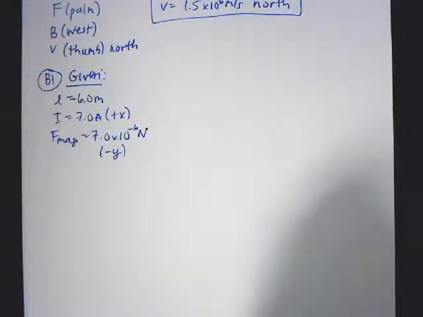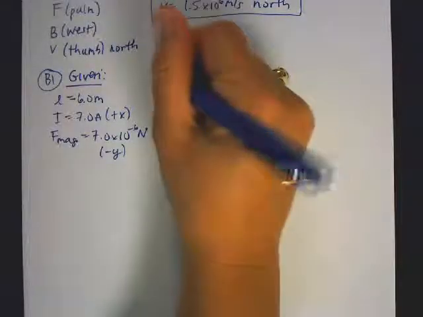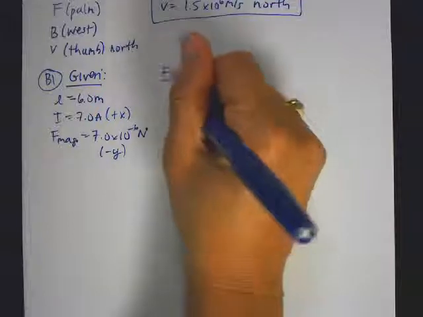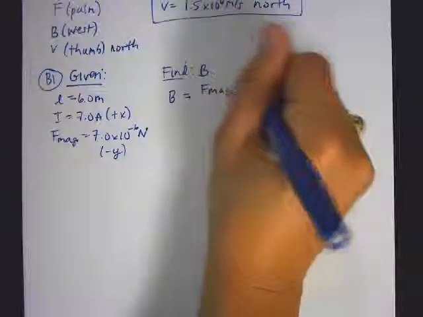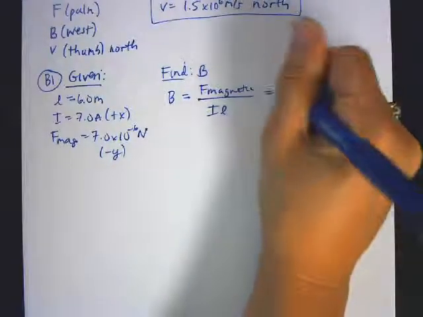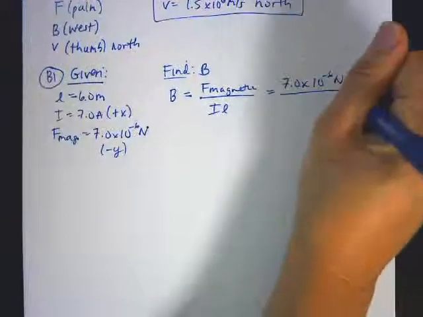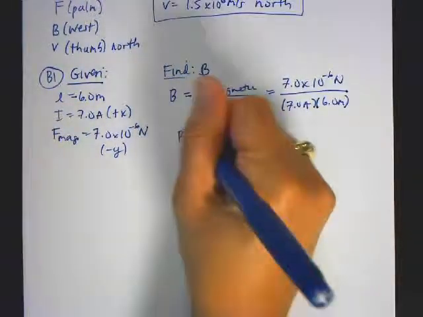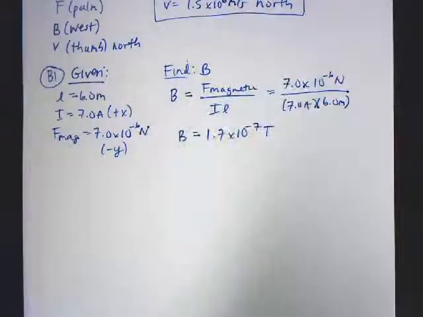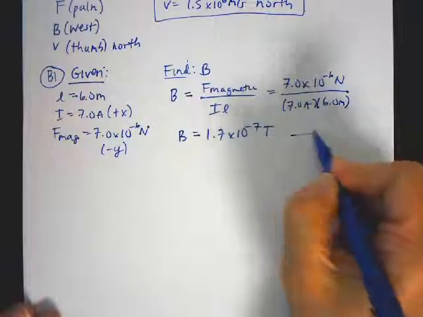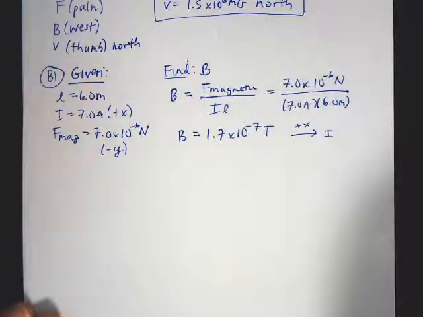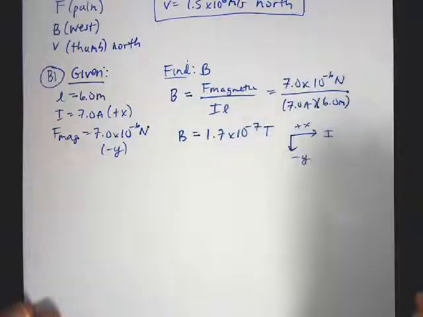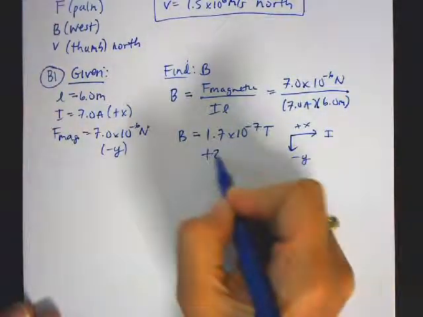And now they want you to find B. So B again has both magnitude and direction. So B is equal to F magnetic divided by IL. So it's 7.0 times 10 to the negative 6 newtons divided by 7 amps is the current and 6 meters. So B comes out to be 1.7 times 10 to the negative 7 Tesla. But now we need our direction. So I is going in the positive X direction, and F is going in the negative Y direction, and B would then be going in the positive Z direction.